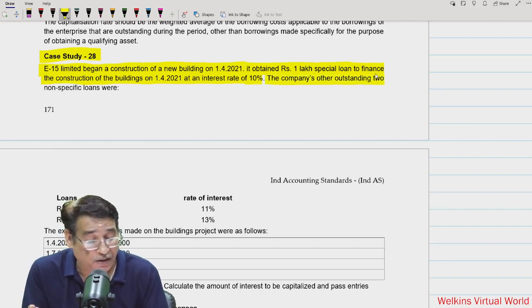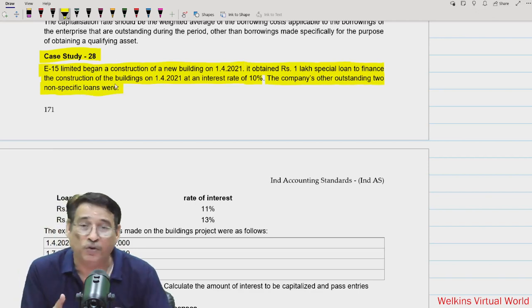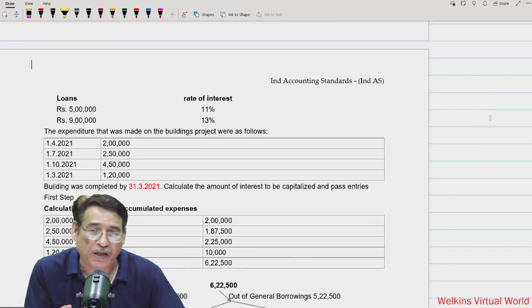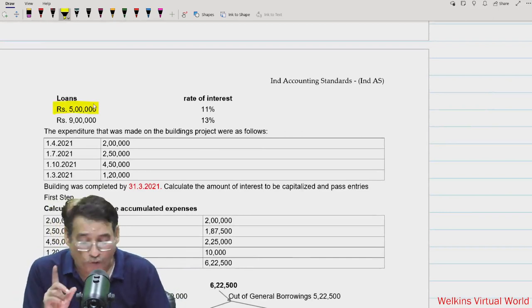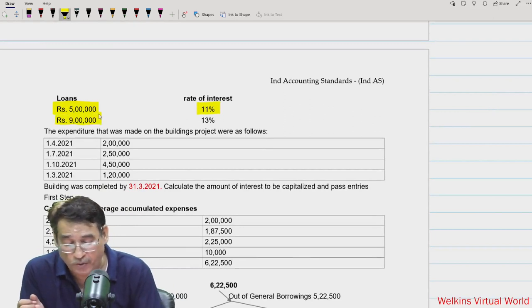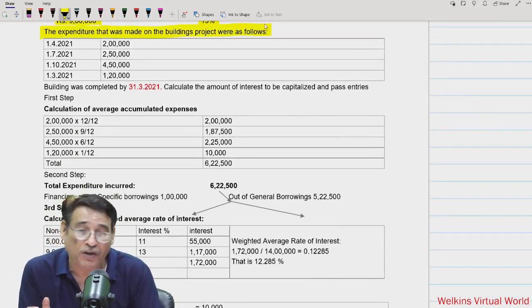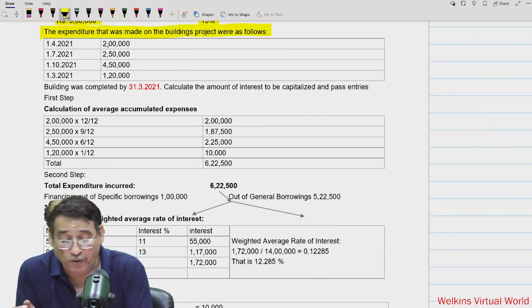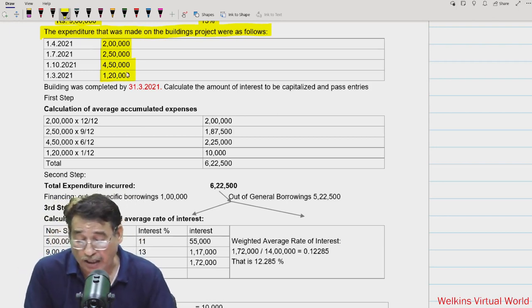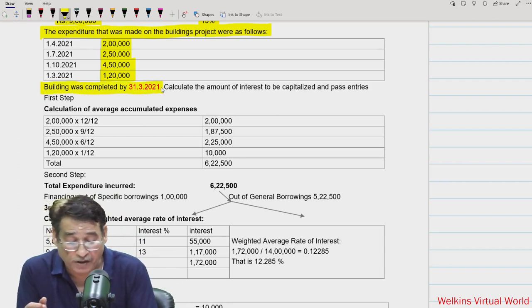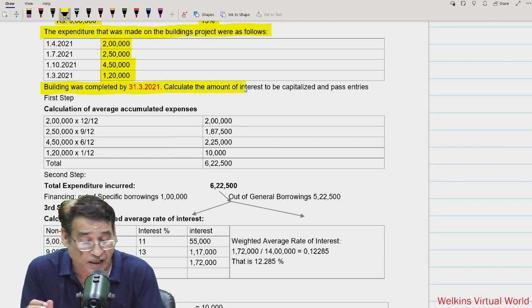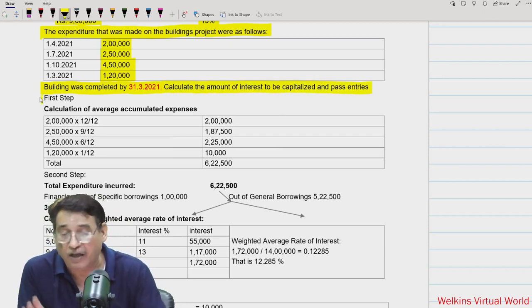The question also states the company's other outstanding non-specific loans, meaning general borrowings. This company has already taken some general borrowings: general borrowing 1 is 5 lakh at 11% and general borrowing 2 is 9 lakh at 13% interest. Further, expenditure on the building project: on 1/4/2021 we spent 2 lakh, on 1/7/2021 again 2,50,000, on 1/10/2021 again 4,50,000, and on 1/3/2021 again 1,20,000. The question says the building was completed by 31/3/2021. Calculate the amount of interest to be capitalized and pass entries.